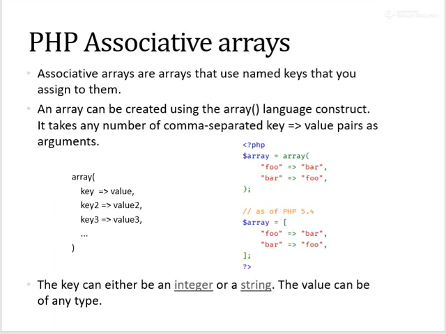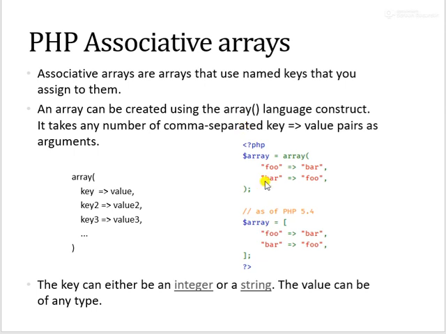Okay, PHP associative arrays is a somewhat new concept in PHP arrays. They use named keys that you assign to them. Previously we have seen that an index can be only an integer, but in PHP associative arrays the index can be a name as well. So how to create an associative array?